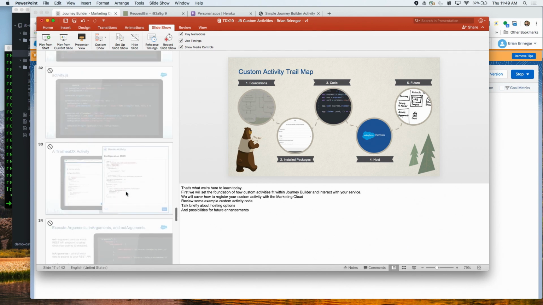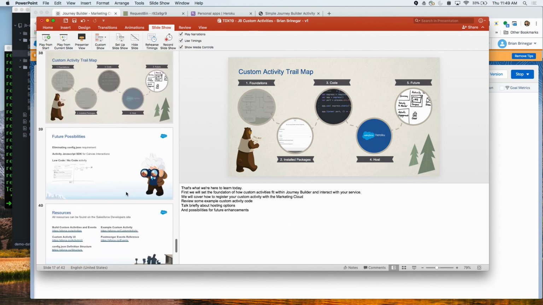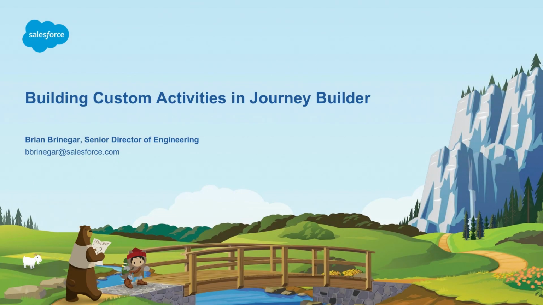Jump back into this presentation. So we built something, not a perfect activity, but we built something pretty quickly. It's usable. This is how we build all of our activities inside of Marketing Cloud. But there are things that we can do to improve it. Like, I really don't like that you have to host that configuration in a structured manner. I'd love for that to just go away.